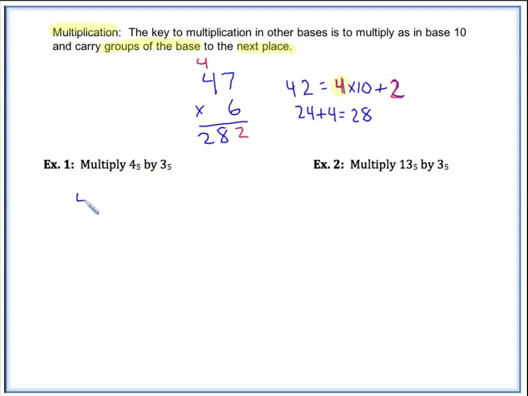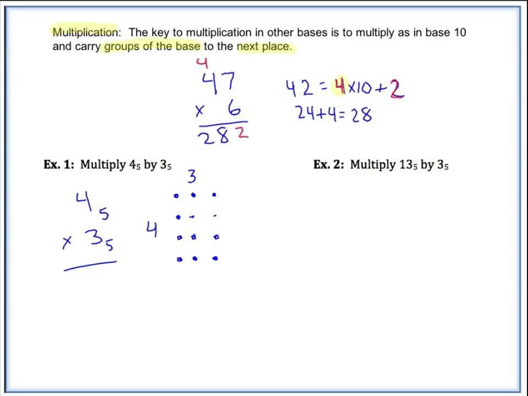So we have 4 base 5 times 3 base 5. Now when we think about multiplication, let's try it using 4 groups of 3. That's really what 4 times 3 means. So here's one group of 3. Here's 2 groups of 3. 3 groups of 3. And 4 groups of 3. So visually, this is how much is 4 times 3, just right there.